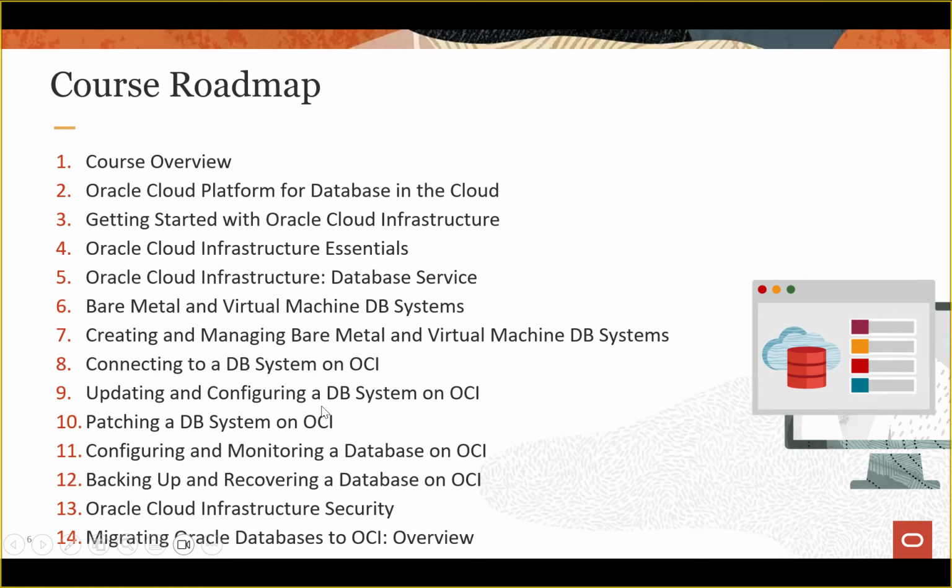We will update and configure the DB system on OCI. We will also patch the database system. For patching purposes, while creating the database, we will use one lower version. Why will we take the lower version? So that during the patch time, during the upgrade time, at least I can guide you how you can patch it, how you can upgrade it. So that's why we will use it in module 10, patching a DB system on the OCI platform.